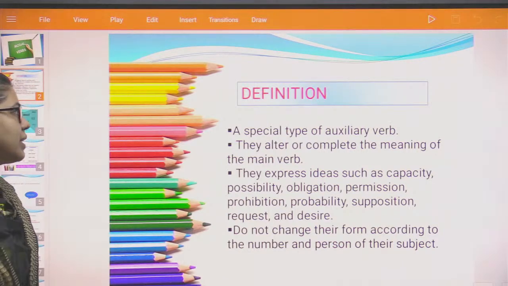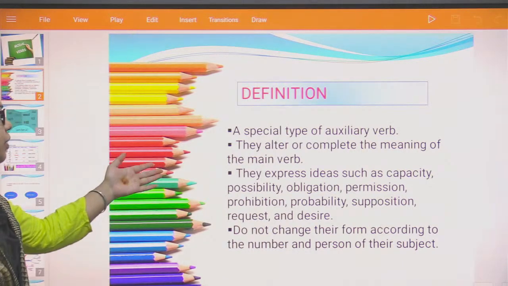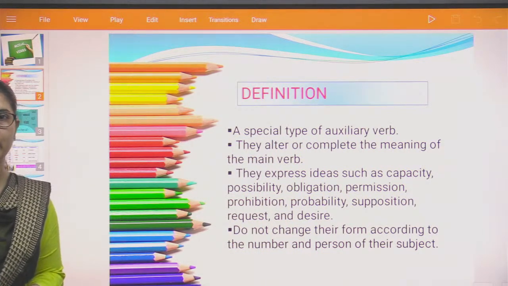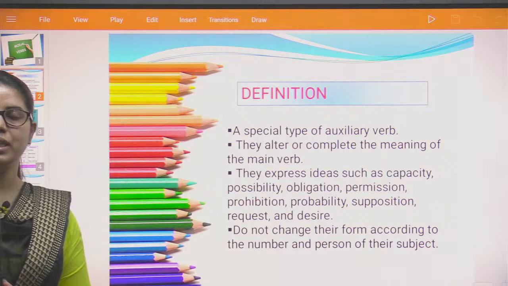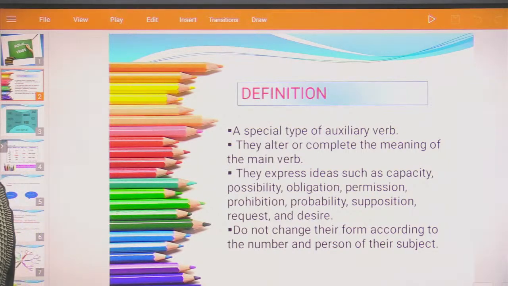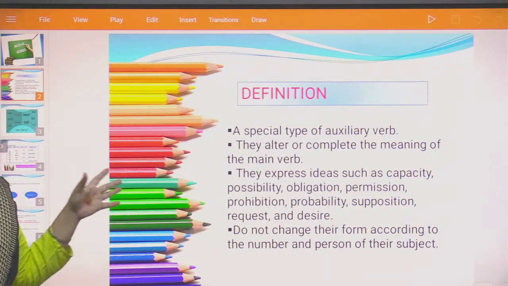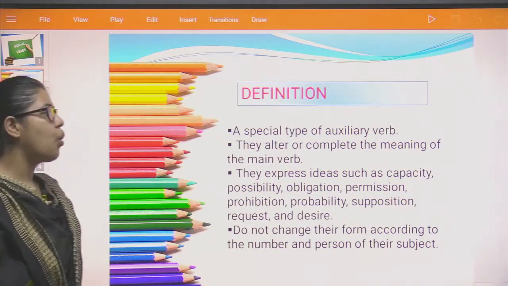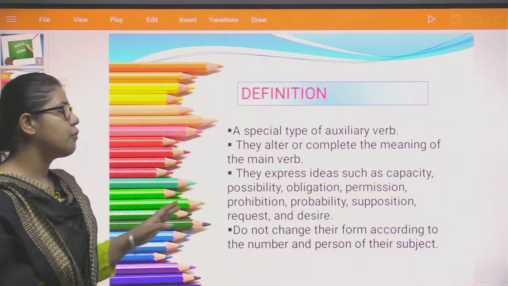Okay, so let's understand this one point here, students. See, you all can see this. I have written here that it is a special type of auxiliary verb. We know so many auxiliary verbs that we have used in tenses. Exactly the same, modal verbs are also auxiliary verbs that we use with other main verbs. See this, they alter or complete the meaning of the main verb.